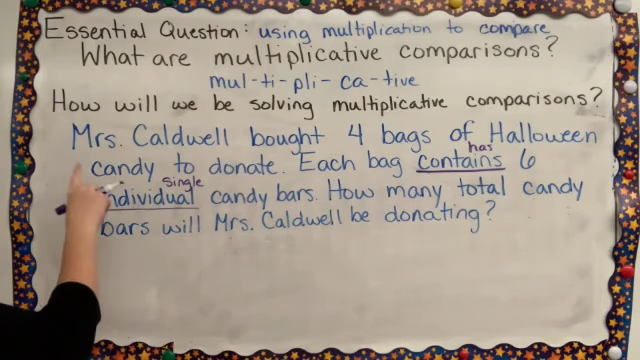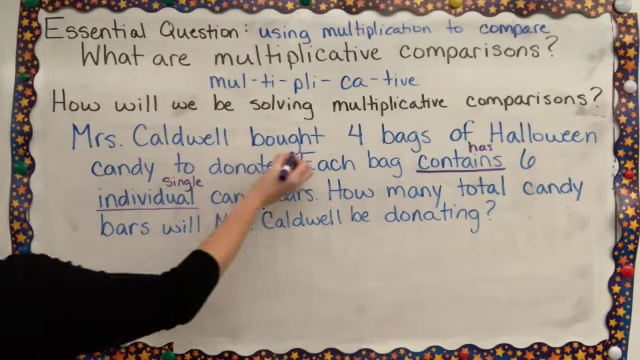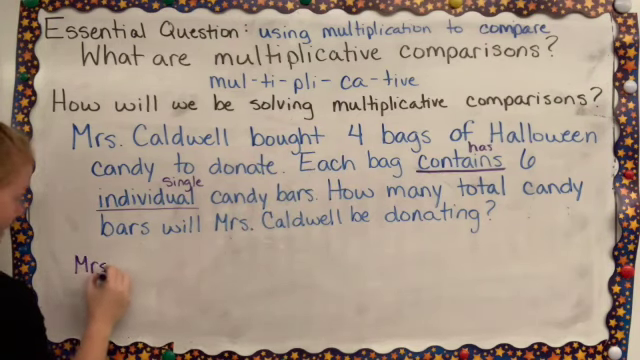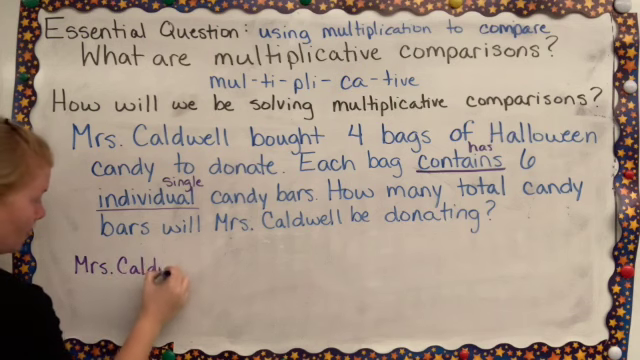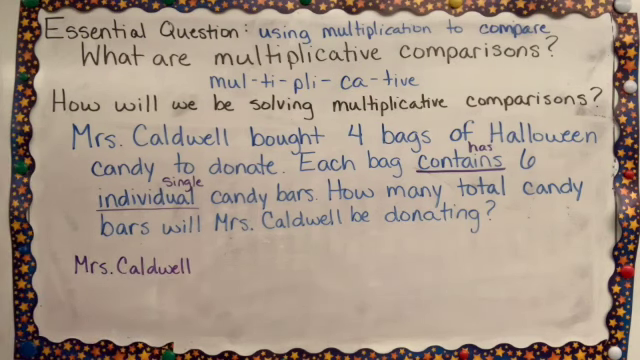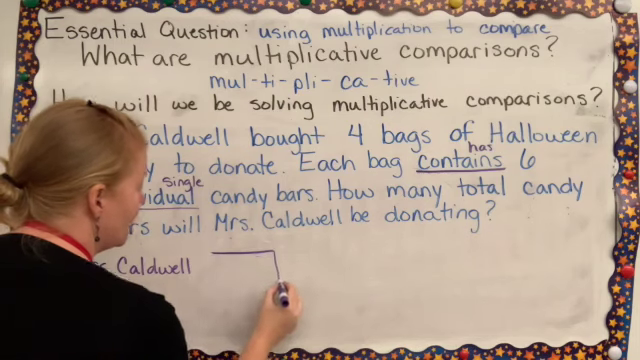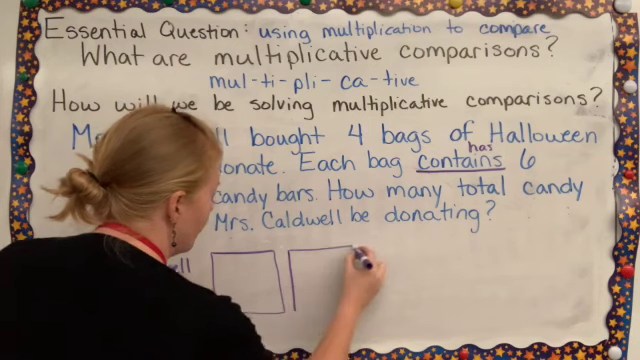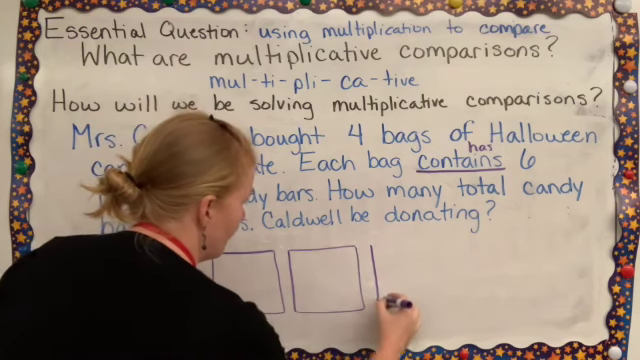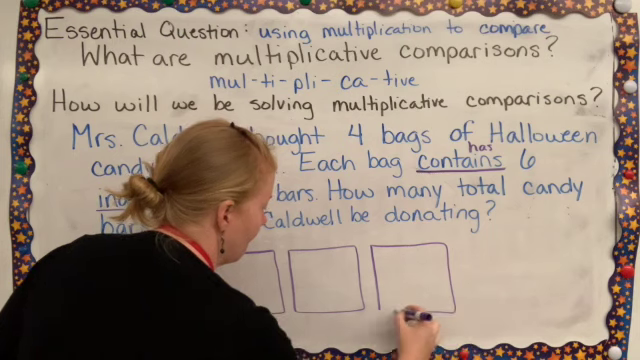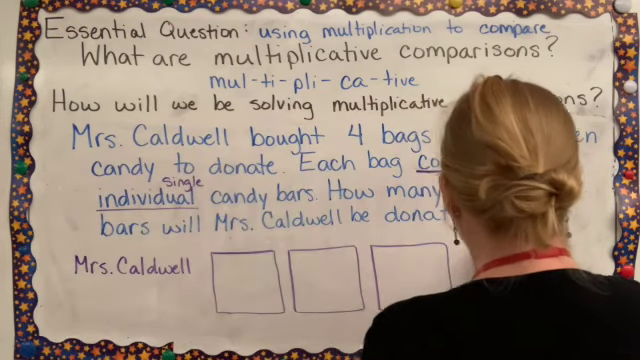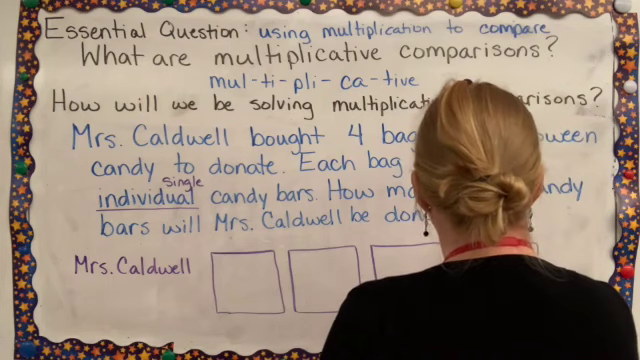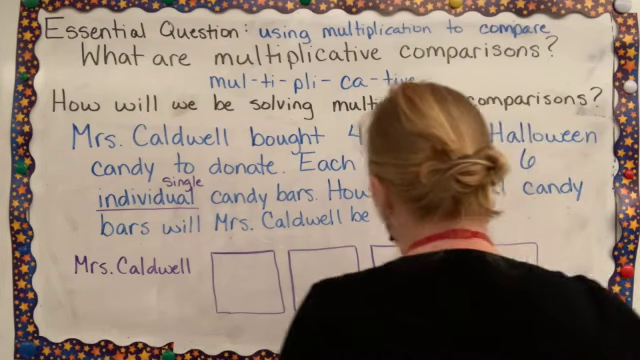So, we know that Miss Caldwell bought 4 bags of candy. And I'm just going to draw 4 bags of candy. I'm trying to make my bags be as close to the same size as possible. She bought 4 bags of candy, right? That's what she bought.